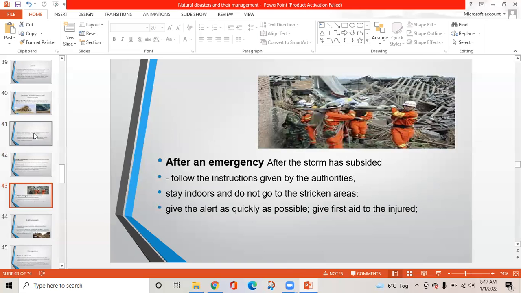After an emergency, after the storm has subsided, follow the instructions given by the authorities. Stay indoors and do not go to the stricken areas. Give the alert as quickly as possible and give first aid to the injured.